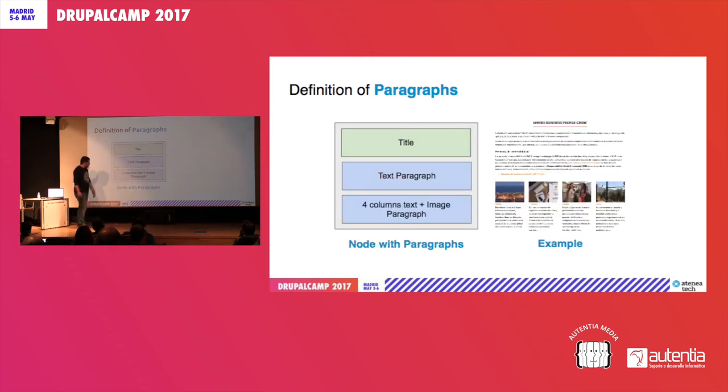So, here we can see a node with paragraph. It can have a title, here a text paragraph, and here a 4 columns text plus image paragraph. And it could be like the node that I told you before. We have the title, here we have a node, here we have a special paragraph with 4 columns, image, title, text.